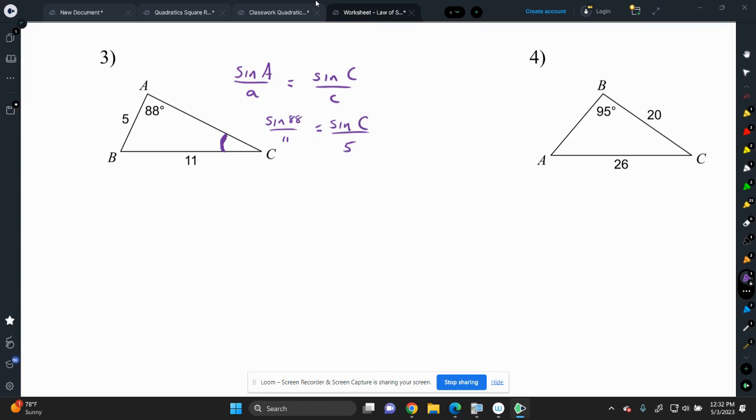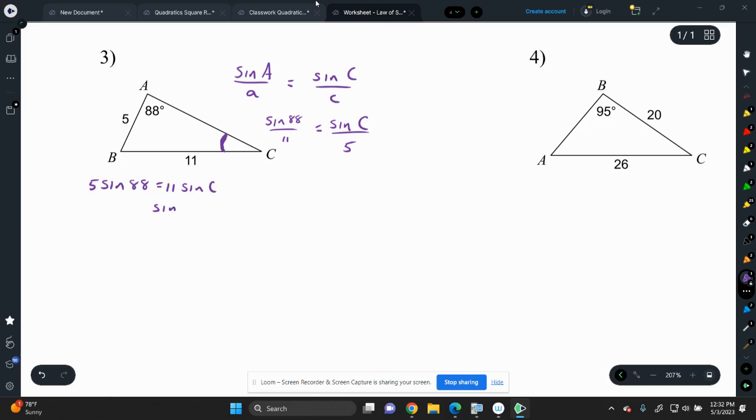Okay, we'll go ahead and cross multiply. So we get 5 sine 88 equals 11 sine C. So sine C equals 5 sine 88 over 11. So none of that's difficult, right? Okay, so let's do that on our calculator. I'm going to do the inverse sine. So C equals the inverse sine of 5 sine 88 over 11.